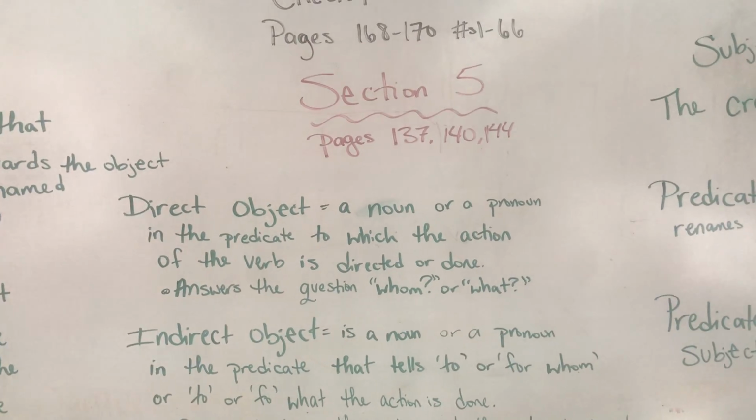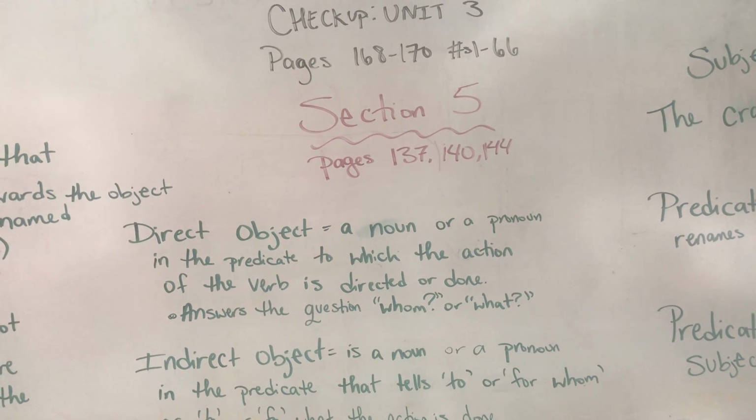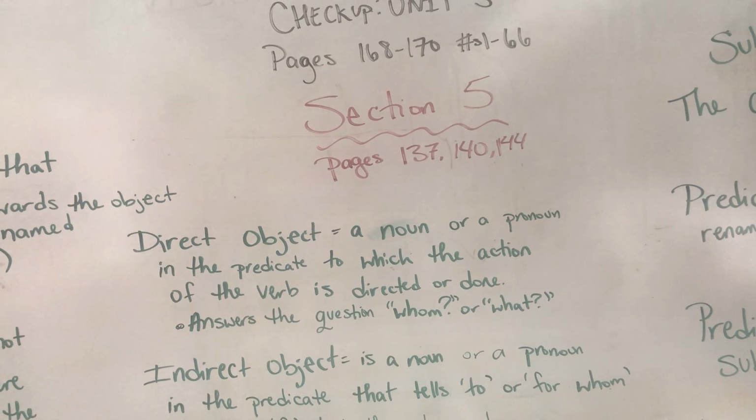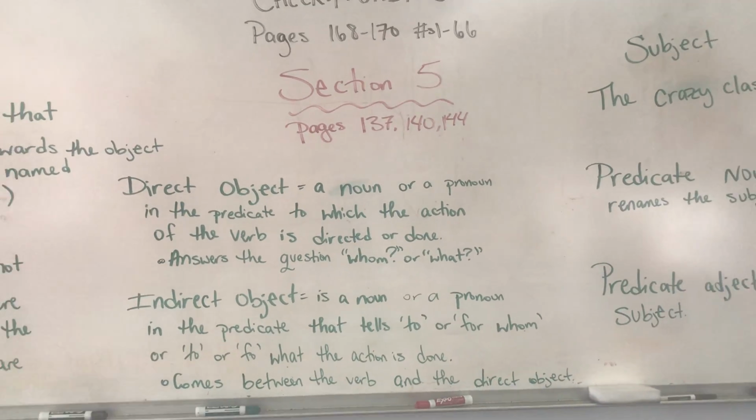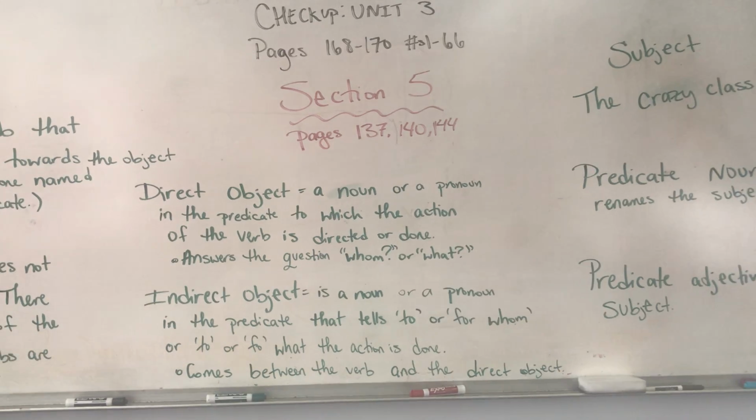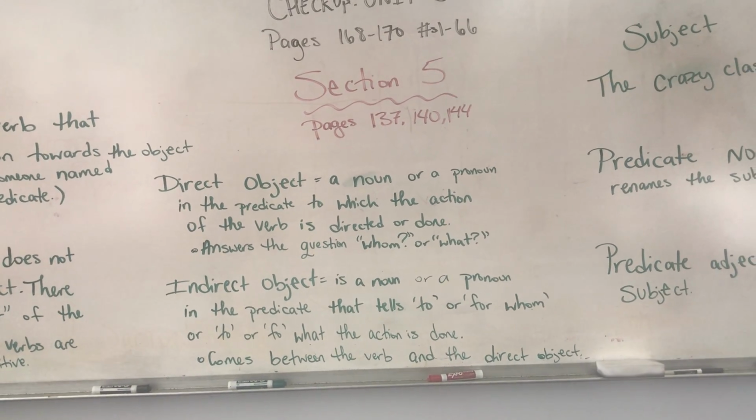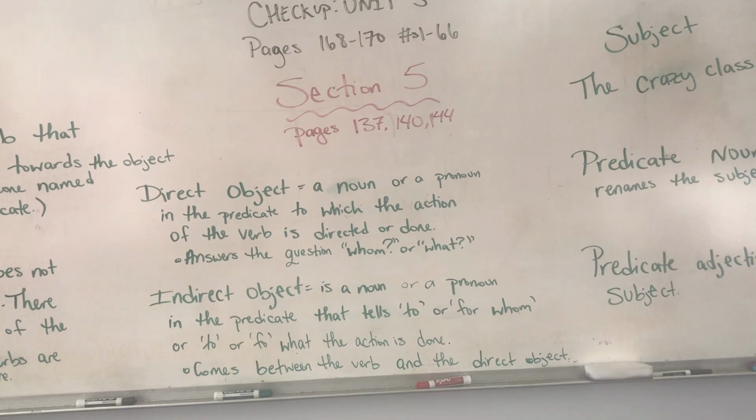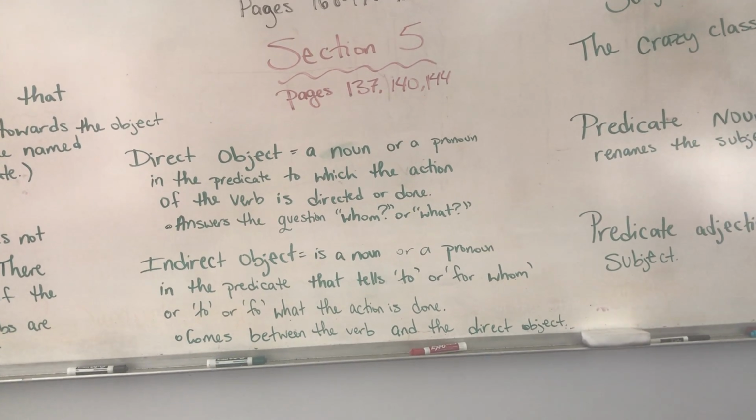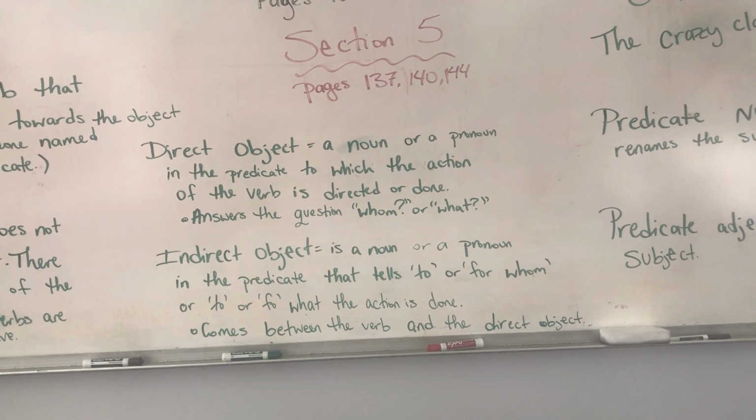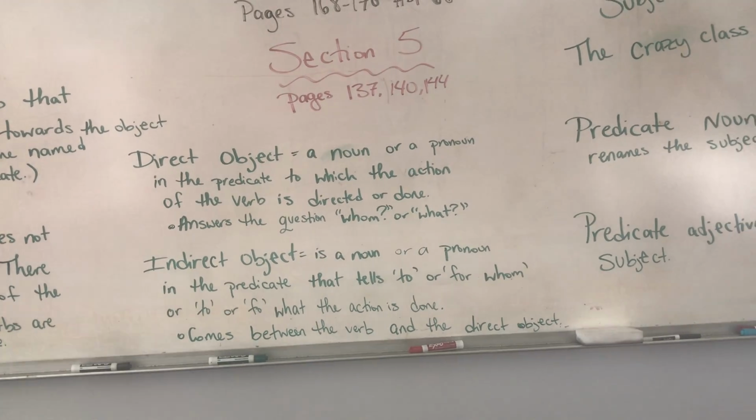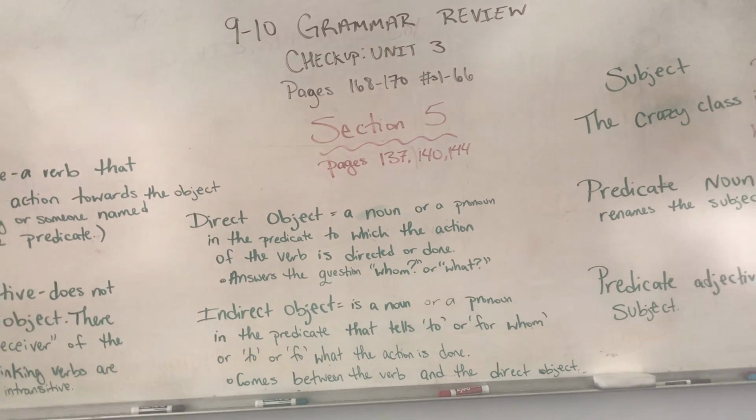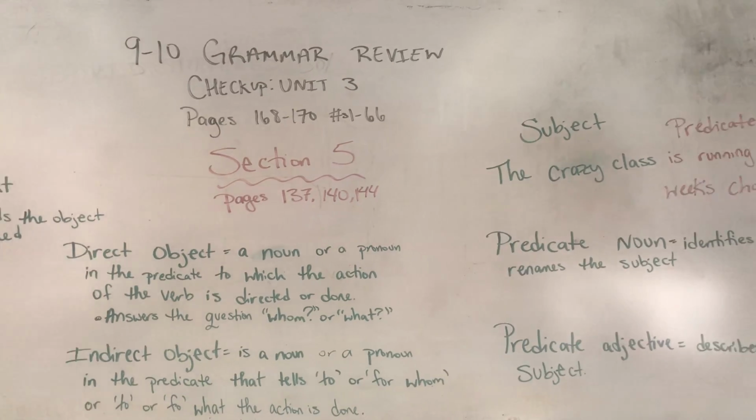Direct objects are nouns or pronouns in the predicate to which the action of the verb is directed or done. It answers the question whom or what. An indirect object is a noun or a pronoun in the predicate that tells to or for whom or to or for what the action is done. The indirect object comes between the verb and the direct object. I do apologize for my handwriting.